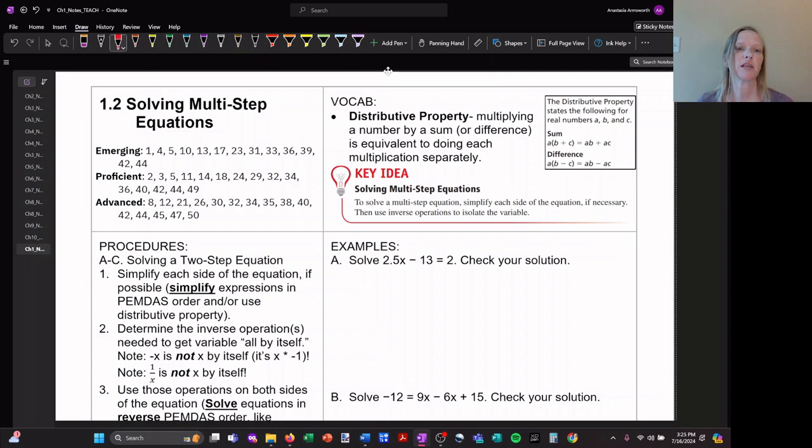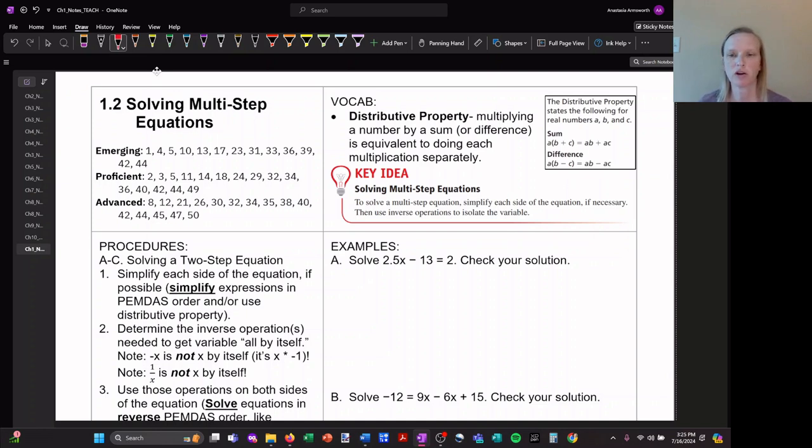And the general procedure here is that we're going to need to simplify each side of the equation first using PEMDAS order, which is hopefully something you're familiar with from middle school. You do parentheses first, then exponents, then multiplication and division, and then addition and subtraction. But then you're going to go through kind of reverse PEMDAS order to isolate the variable, to get that variable all by itself on one side of the equation. So let's look at an example and see what we do here.